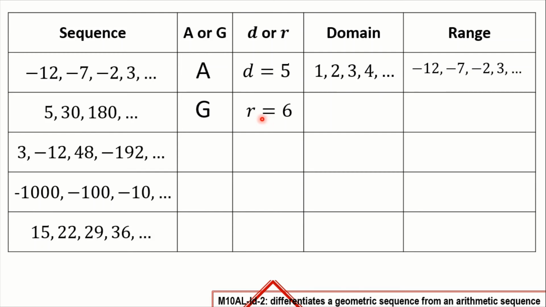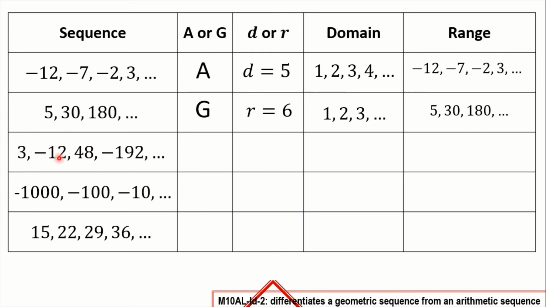The domain is set of positive integers then. So, we have 1, 2, 3, and so on. So, parang yung domain natin, ito rin yung they would represent the position of the given terms. Ano? And the range is the sequence itself. So, we have 5, 30, 180. Let's have the third sequence. We have 3, negative 12, 48, negative 192.